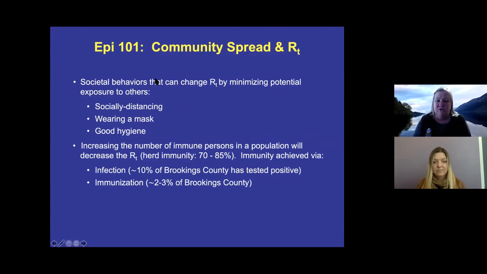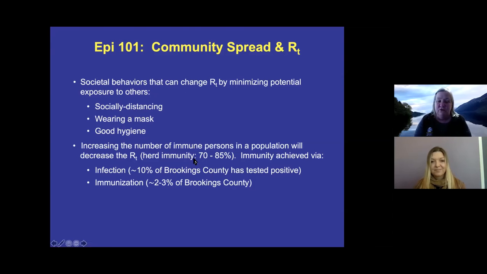So what can we do that can change RT? The behaviors are anything that minimizes potential exposure to others. That's where these public health recommendations are coming from. So we want to socially distance, wear a mask, practice good hygiene, get the virus off your hands so you're not spreading it to other people. Another way to decrease RT is to increase the number of immune people in the population. That will reduce the RT because they're not susceptible to getting infected.